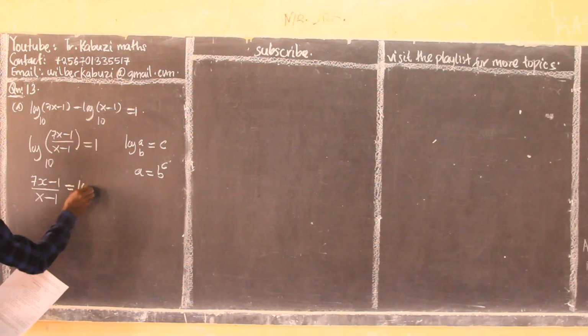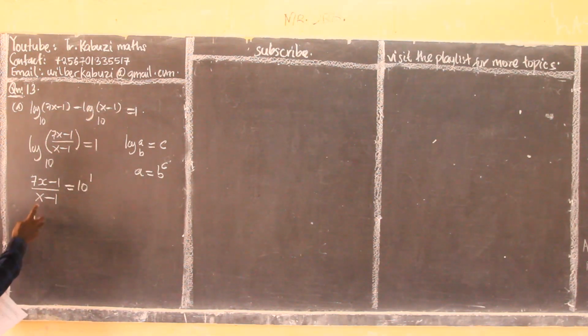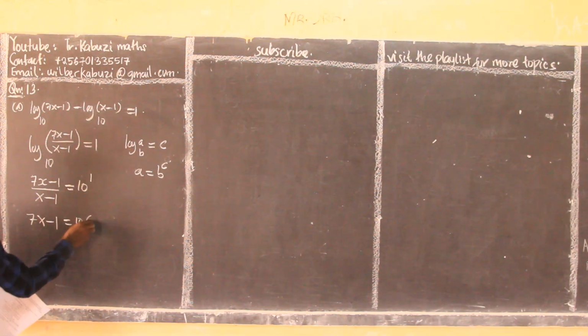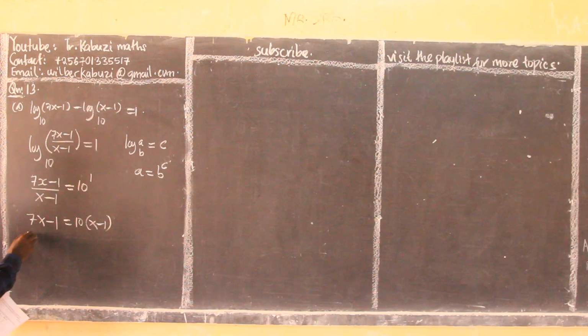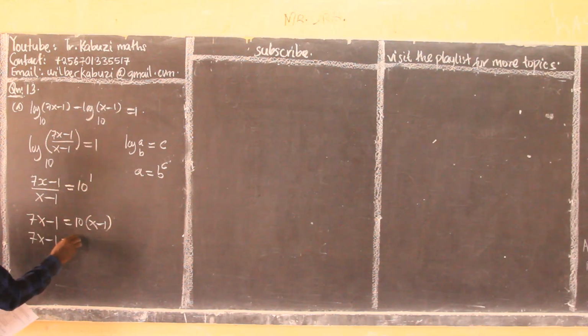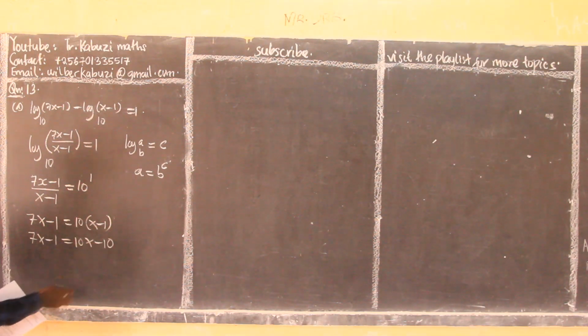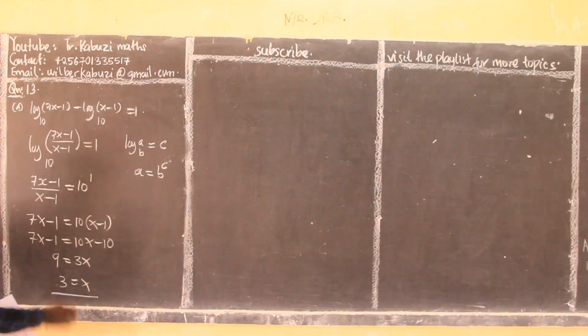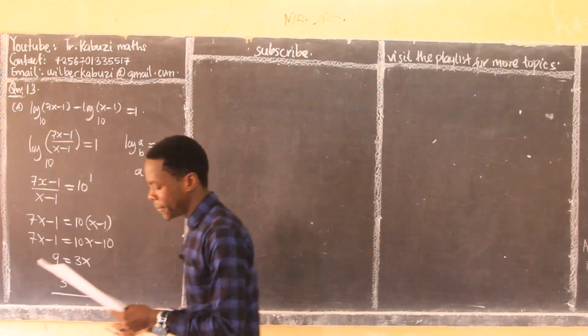equals this to the power 1, which I can cross multiply: 10 into, opening brackets. Take this side and bring this side, I have now plus, to get negative 1 plus 10, to get 9, then 10x minus 7x to get 3x. So my x is 3. You get your 4 marks with ease.